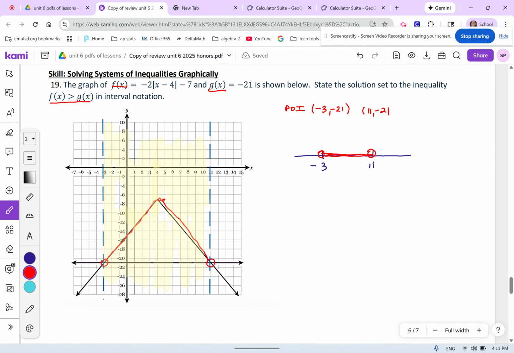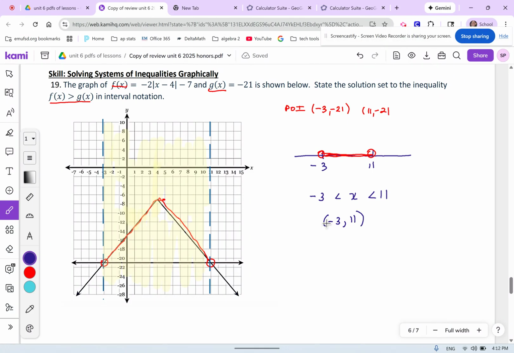And because it says greater than and not greater than or equal to, you don't include the endpoints. In inequality notation, you would write it as negative 3 is less than x is less than 11. If you're a little confused about which way the inequality signs go, choose a value in between, like let's say 2 is in between negative 3 and 11. Notice that 2 is greater than negative 3 and at the same time less than 11. So that may be helpful if you have trouble writing in inequality notation.